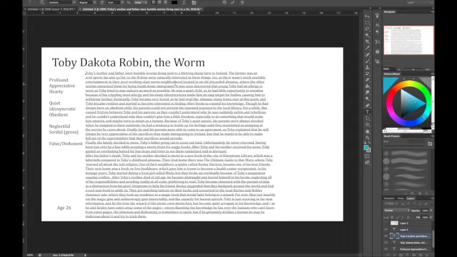In his teenage years, Toby started dating a local girl called Misty, but they broke up eventually because of Toby's snappiness causing conflict. After Toby's mother died of old age, he became distraught and buried himself in his books, neglecting all of his responsibilities and avoiding reality at all costs, preferring to read. Toby became obsessed with the pursuit of data as a distraction from his grief.